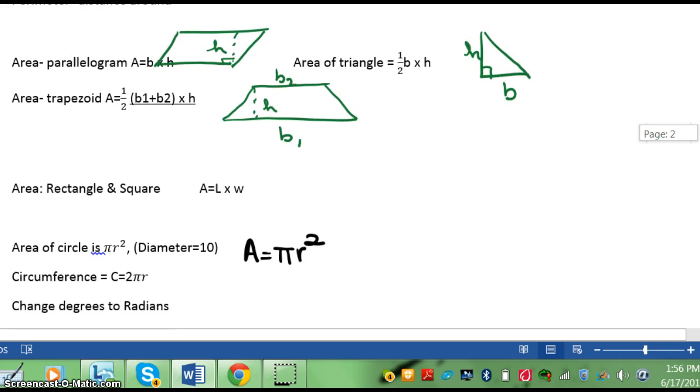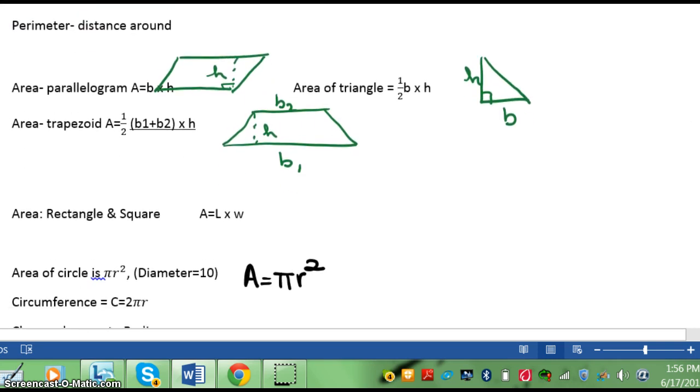Here are some equations that you want to write down and have close at hand. Perimeter is distance around. So when they ask you for the perimeter of anything, all you do is add all the sides, whether it's 5 sides, 6 sides, 10 sides, 3 sides. You just add the distance, so you add it up. So all you do to find perimeter is just add.